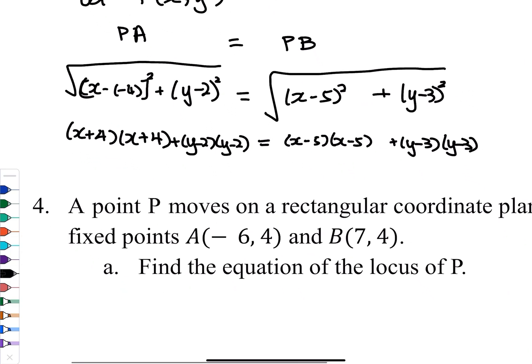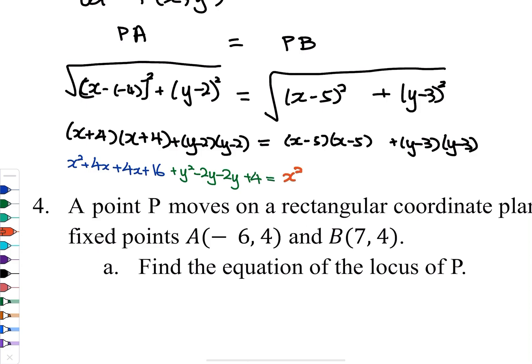And then continue, open up the brackets, so you have x squared plus 4x plus 4x plus 16. 4 times 4 is 16. And then you have y squared minus 2y minus 2y plus 4. And then you have x squared minus 5x minus 5x plus 25. And the last one, y squared minus 3y minus 3y plus 9.